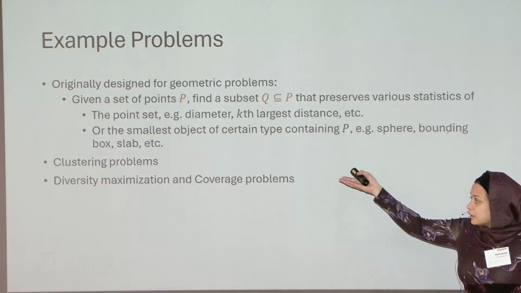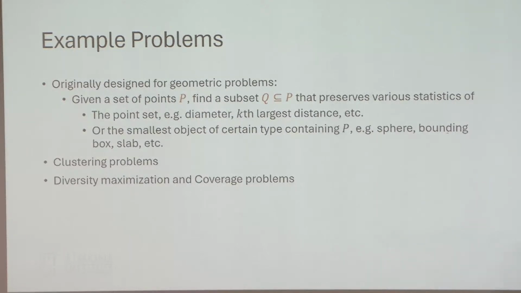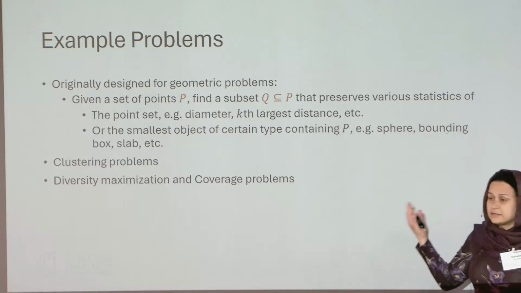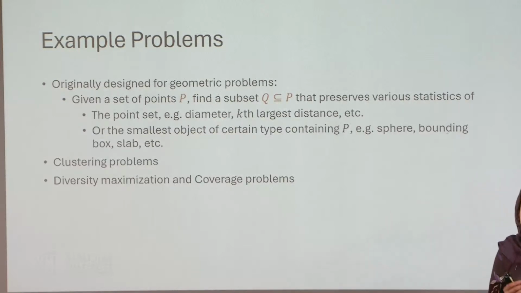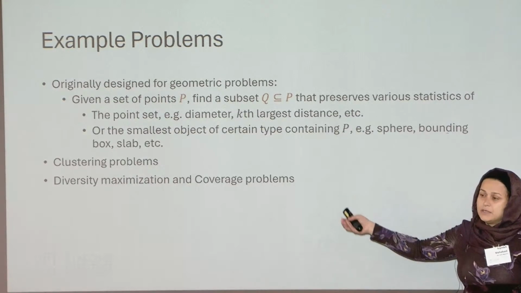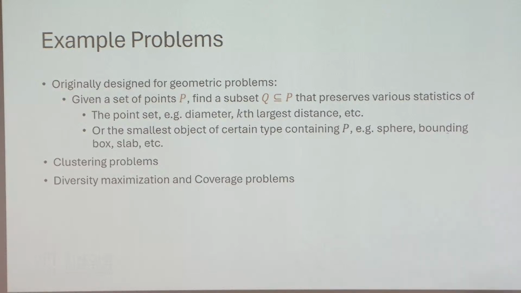And then another class of problems that coresets have been studied quite a lot for was the clustering problems. Again, here you have a large data set of points. You want to cluster them into k clusters. And now to compute the clustering, you might want to reduce the size of the data set that you initially have. Another problem is diversity and coverage maximization problems. Again, here you have a large data set. You would like to find a small subset of your data such that it preserves the diversity of the original data set. Okay. Again, this problem has applications in summarization, search, and so on.